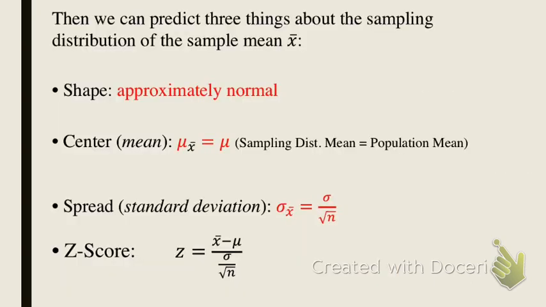So here are the three things that we can predict or we can use from a sampling distribution. So the mean of your sampling distribution just equals the population mean. Your standard deviation, you just divide it by the square root of your sample size, and then that's the formula for z-score. What is that?